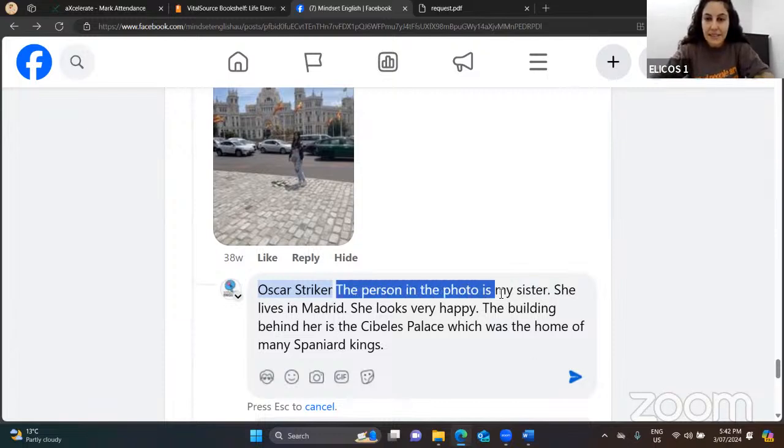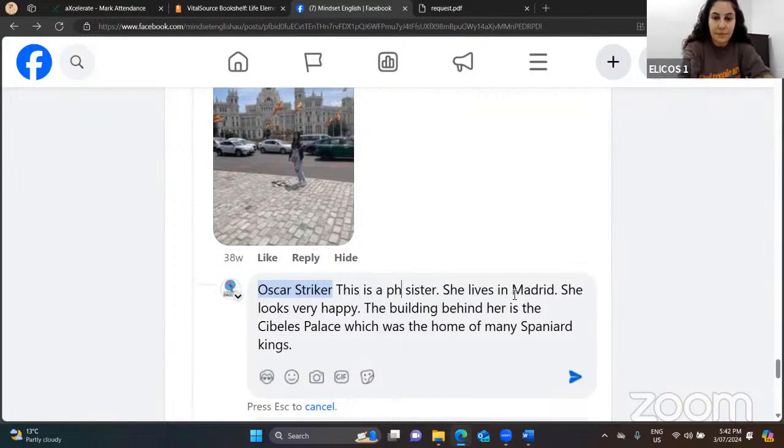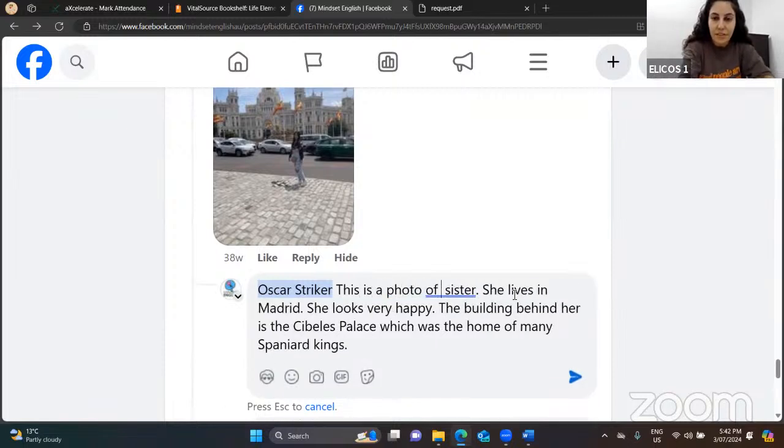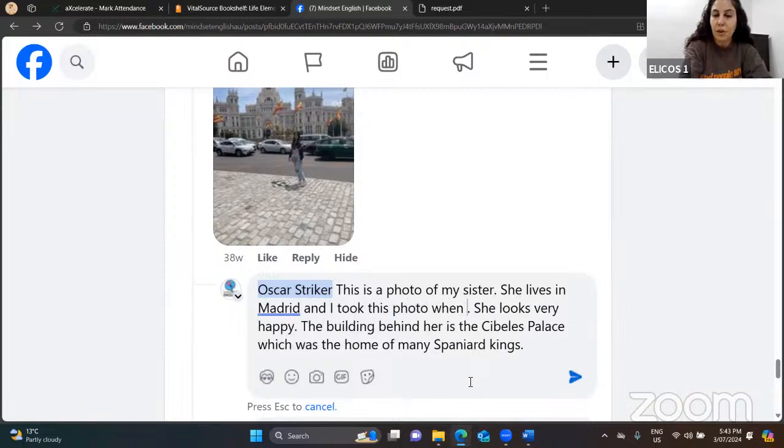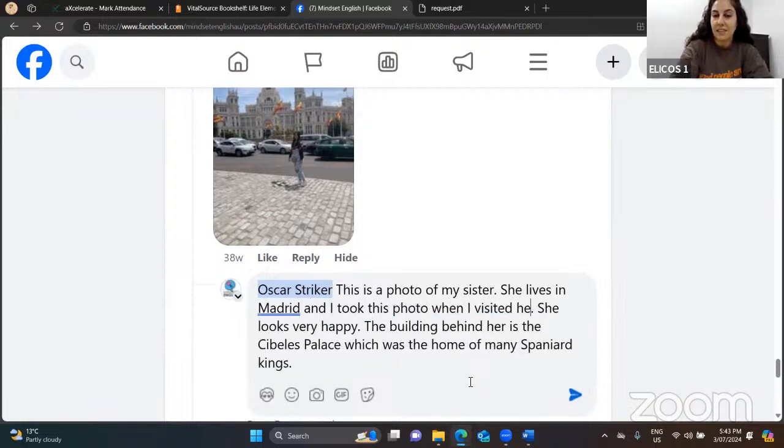Or a better way is, this is a photo of my sister. Now you could say her name, my sister, and then the name. She lives in Madrid. She looks very happy. The building behind her is the Cibeles Palace, which was the home of many Spaniards' kings. So maybe he could say she lives in Madrid, and I took this photo when I visited her.